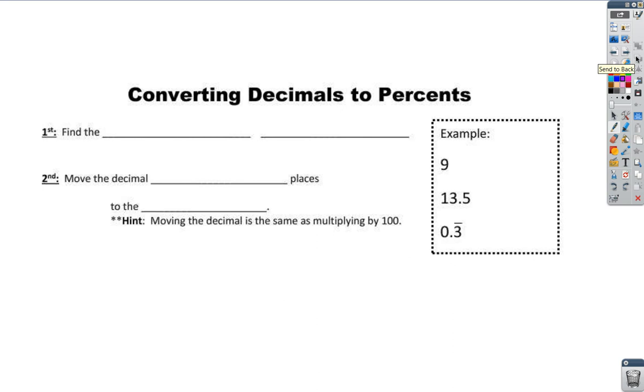Okay, the next part of our notes is converting decimals into percents. So first we find the decimal point. So we need to just find the decimal point in a number. So the number 9, the decimal, if we can't see it, is at the end of the number. So that would be the decimal point. Here we have a decimal, and there we have a decimal.